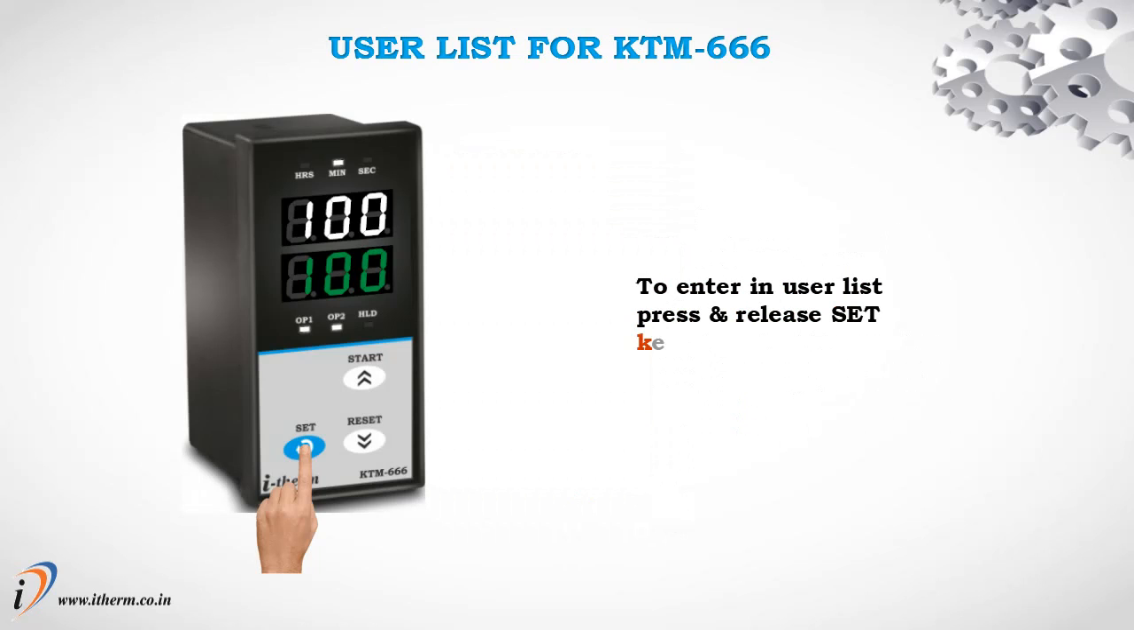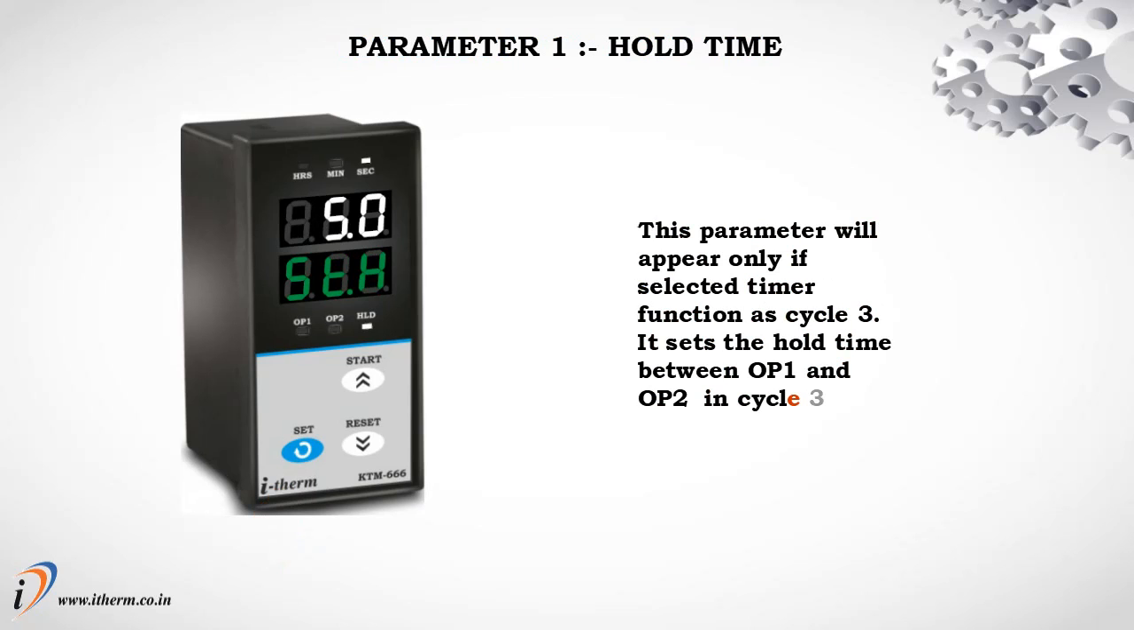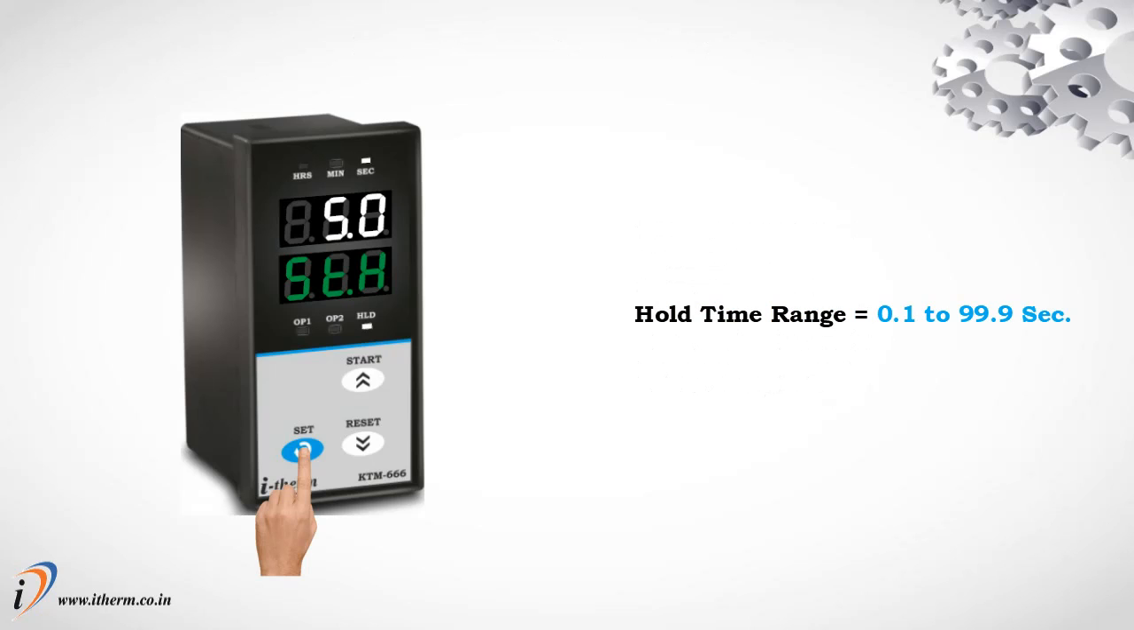User list for KTM 666. To enter the user list, press and release the set key once. Parameter 1, hold time. This parameter will appear only if the selected timer function is cycle 3. It sets the hold time between output 1 and output 2 in cycle 3. Hold time range 0.1 to 99.9 seconds.